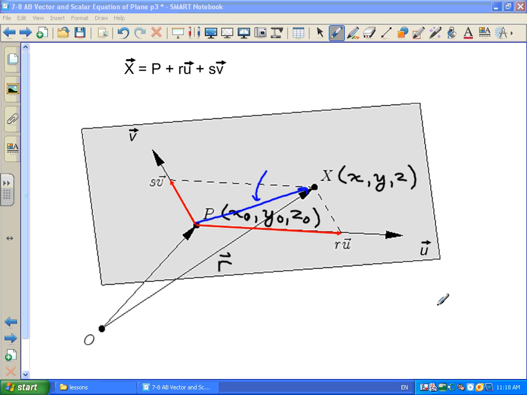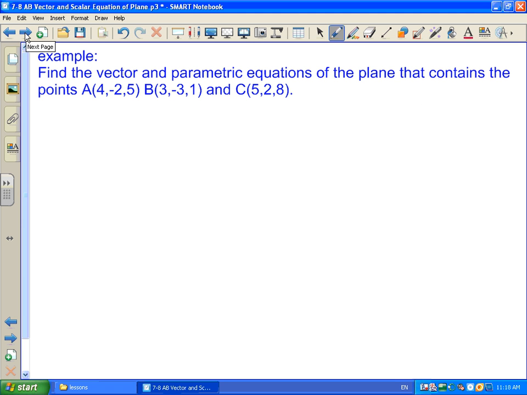So let's take a look at a typical question that you might see here. Find the vector and parametric equations of the plane that contains the following 3 points. And they give us points A, B, and C. And we want to come up with the vector equation.